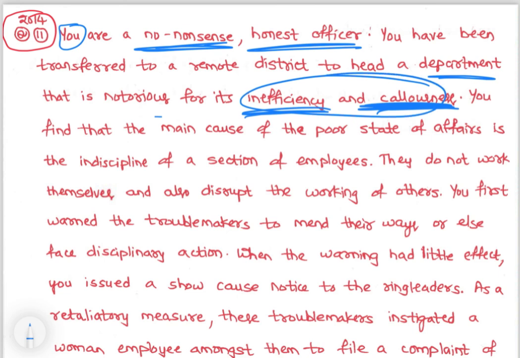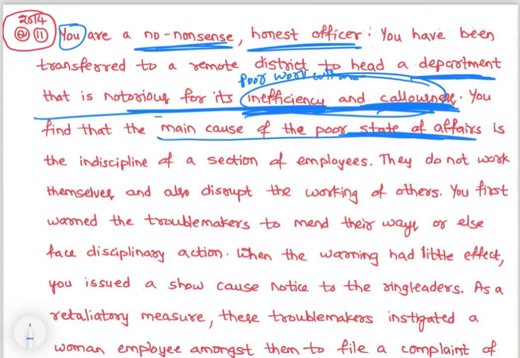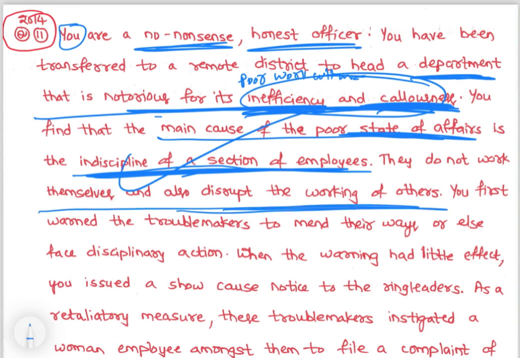Right? Again, see, whenever you are reading a case, read it with key words of syllabus. ठीक है, जैसे department that is notorious for its inefficiency and callousness, that is poor work culture. ठीक है, so topic में क्या है? Work culture. So work culture of the organization, poor work culture. ठीक है, you find that the main cause of poor state of affairs is the indiscipline in a section of employees. They do not work themselves and they disrupt the working of others.